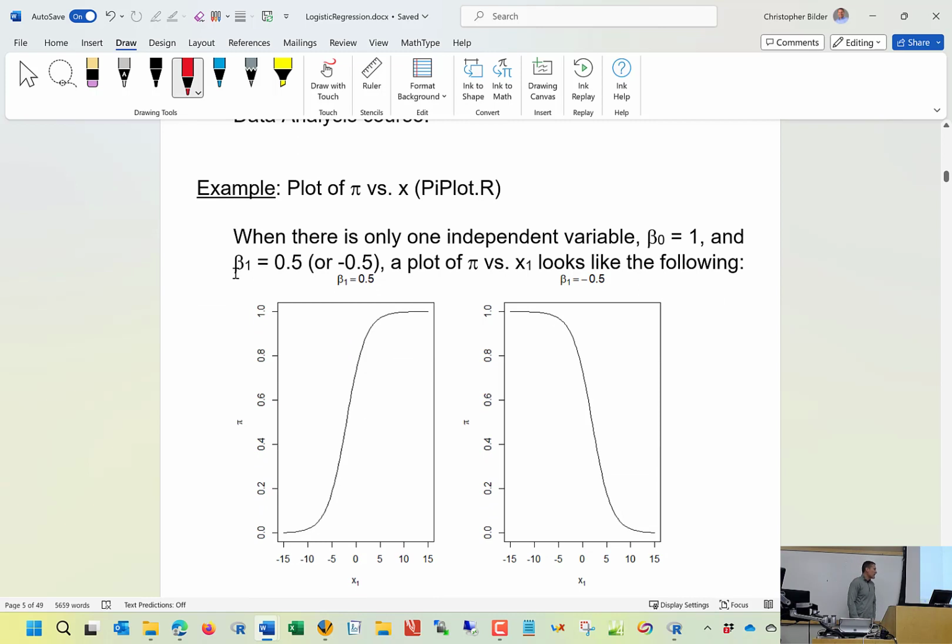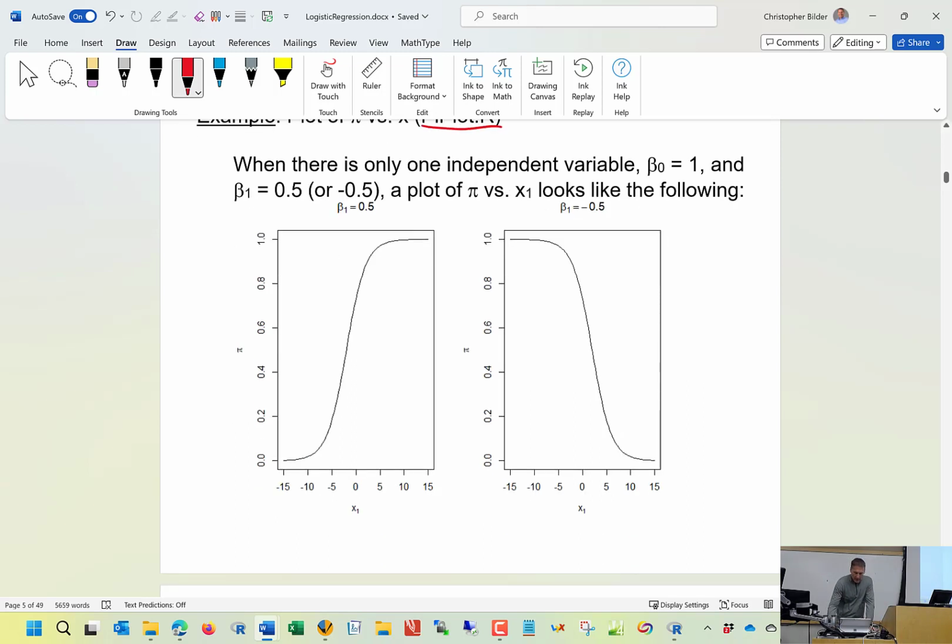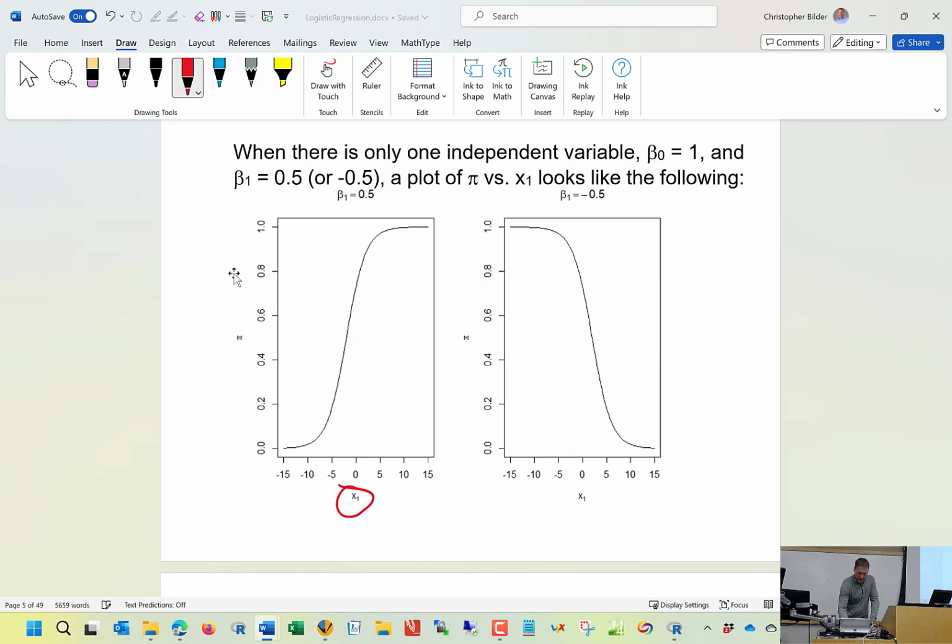Now you can actually see this in a plot. This is actually from my book. I have a function in my book called piplot.r, but I have it available on our website too. Let's say we have just a simple logistic regression model where we have just one independent variable, x1. We're going to set beta 0 equal to 1, and first we're going to set beta 1 equal to 0.5. Look at the plot on the left. I have x1 here, and I have pi, the probability of success, on the y-axis. We can see that as x is increasing, the probability of success is going up.